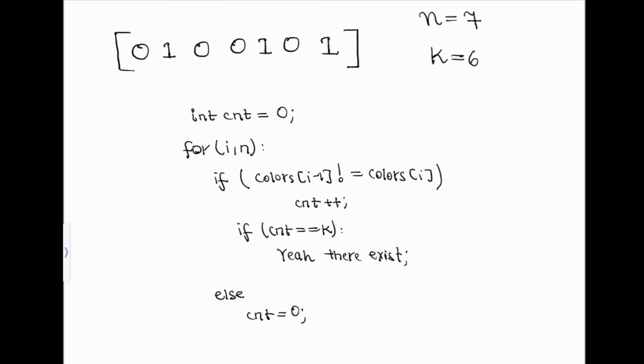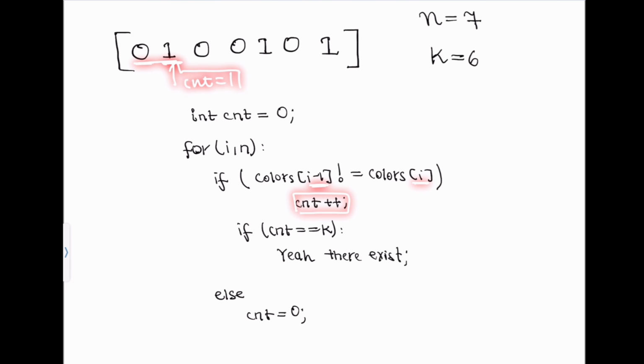So we will start looping from the first index, right? So colors of i minus 1 is this index over here. Now over here, the value of i is over here. If colors of i minus 1 is not equal to colors of i, 1 is not equal to 0, then we will increment the count. So the value of count over here is equal to 1.